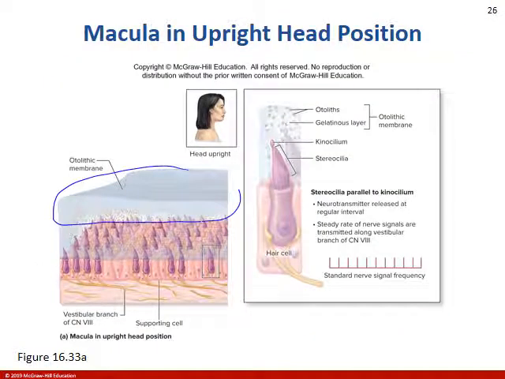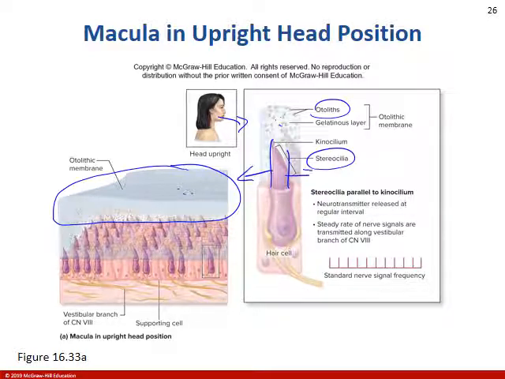Here is the gelatinous membrane, and you can see embedded in the gelatinous membrane are these otoliths, these calcium carbonate crystals. We can see the hairs are standing straight up, the stereocilia. So what do you think happens if you move your head forward or backwards? What do you think happens to these hairs? The rocks are going to shift, the jelly is going to shift, and that's going to push the hairs to bend.